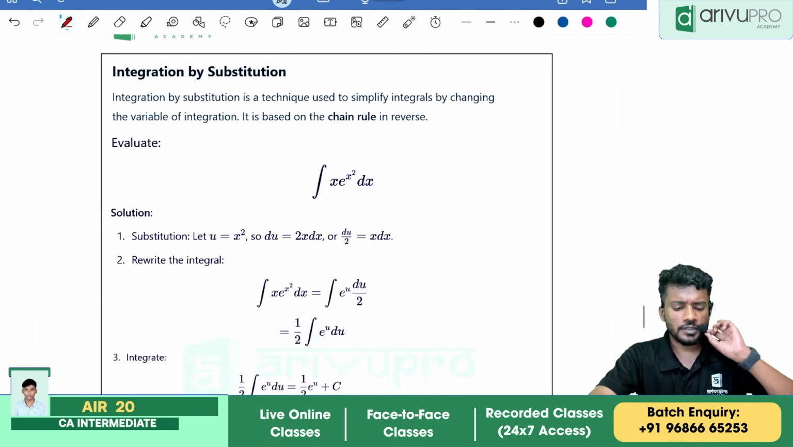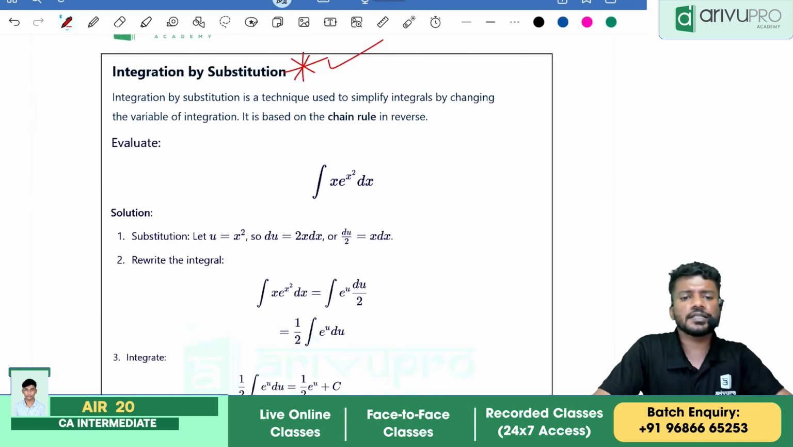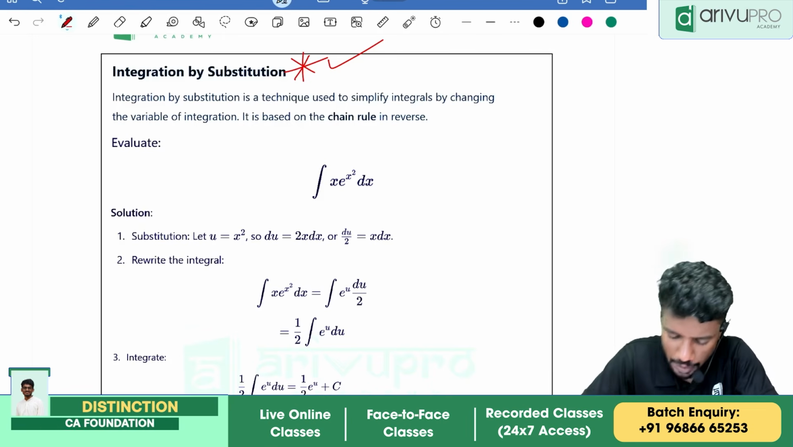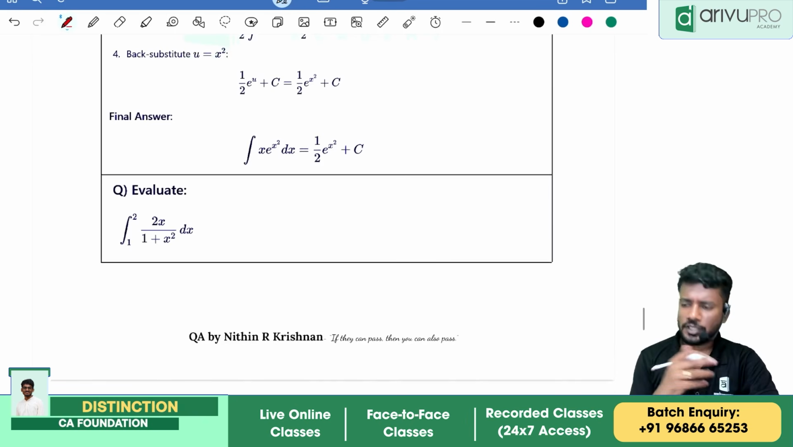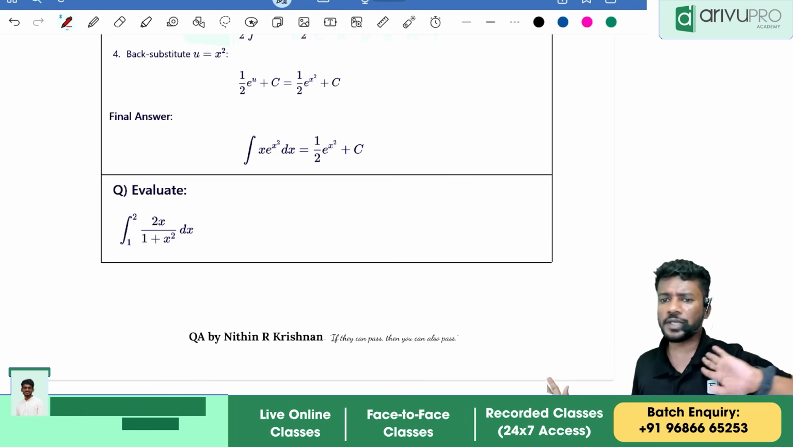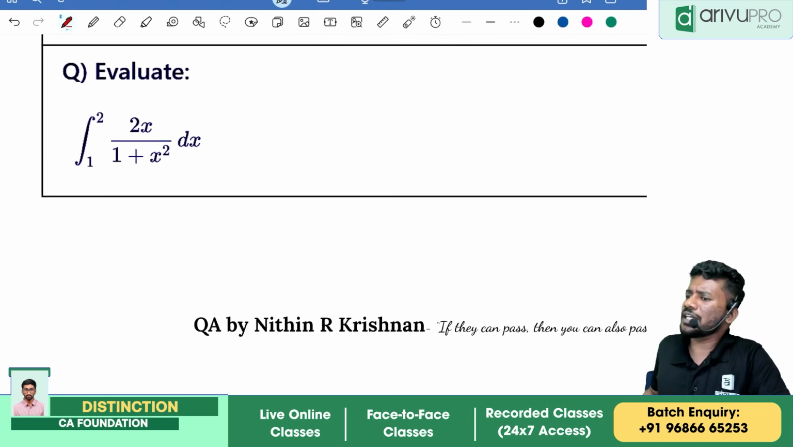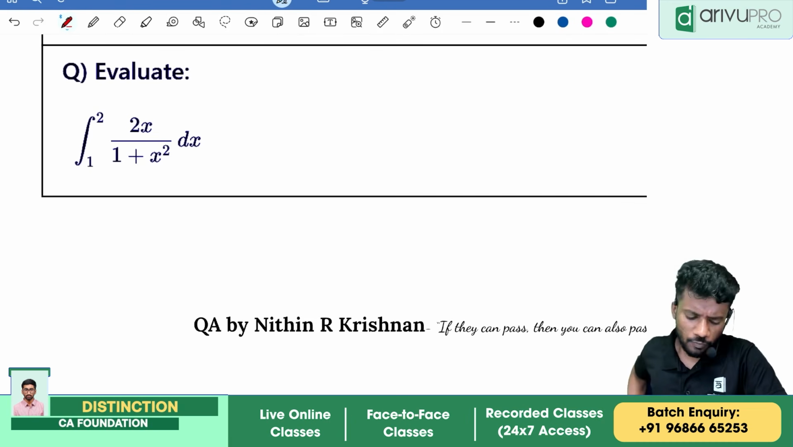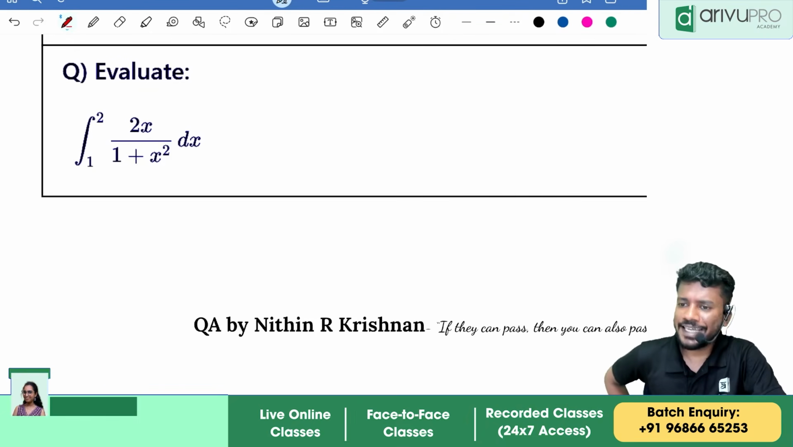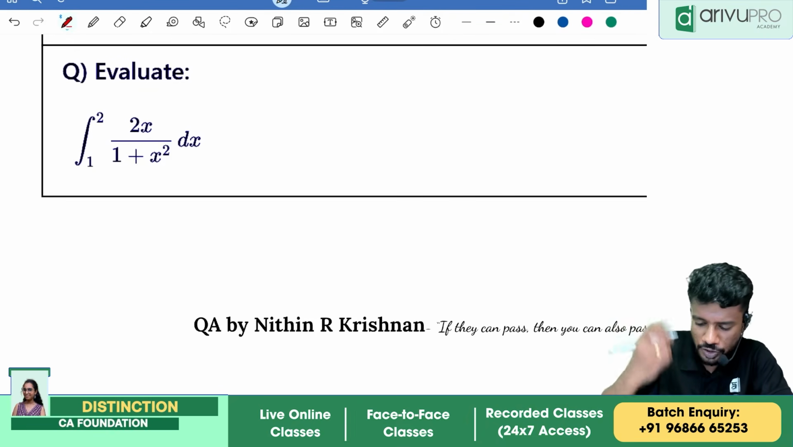Have you studied this? Integration by substitution is another important topic, just like parametric differentiation. We need to assume some values, and based on that assumption we will do the question. That is the basic meaning. For example, here, integral from 1 to 2 of 2x divided by (1 plus x square) dx. How to integrate this? I'll tell you the steps. First question I'll tell you, the second question you do.